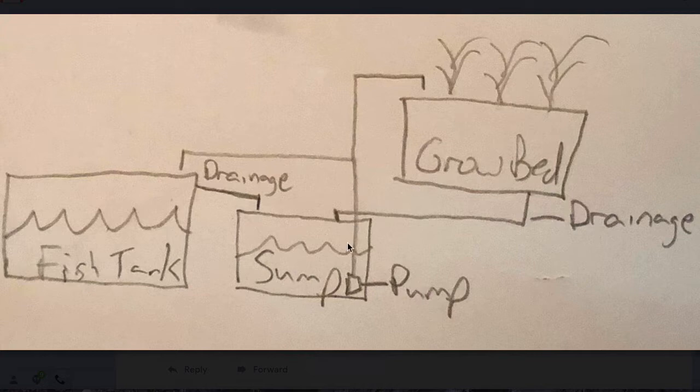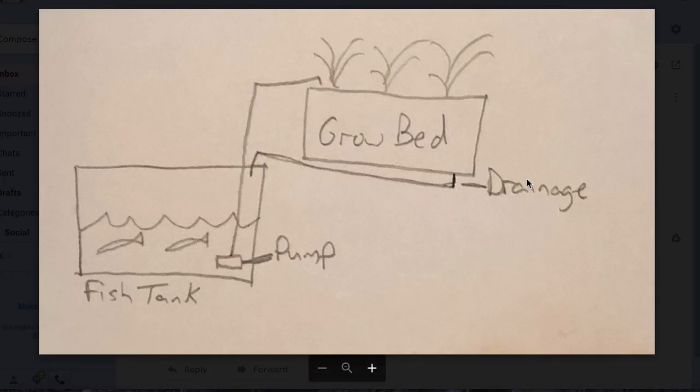So you just want to make sure that you have enough water in your sump tank again to fill up the grow bed and have enough water to keep pumping. Now the water will just continually move from the fish tank to the sump tank, but depending on what kind of growing system you're doing in the grow bed, it will determine how much water is going to the sump tank.